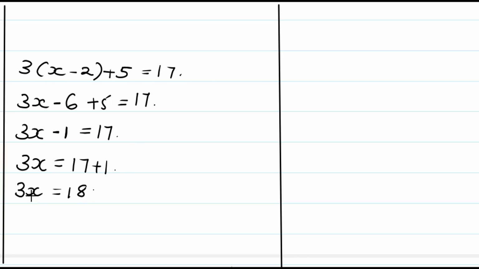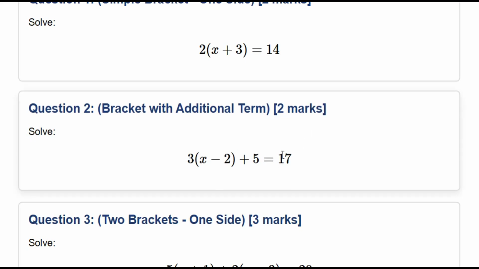But you see, we only need x, so we divide both sides by the coefficient of x, which is 3. Now 3 divided by 3 is 1, so we remain with x = 18 divided by 3, which is 6. And that becomes the solution for the second question.